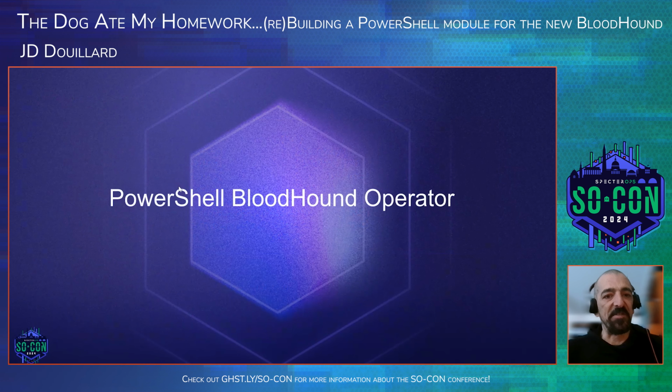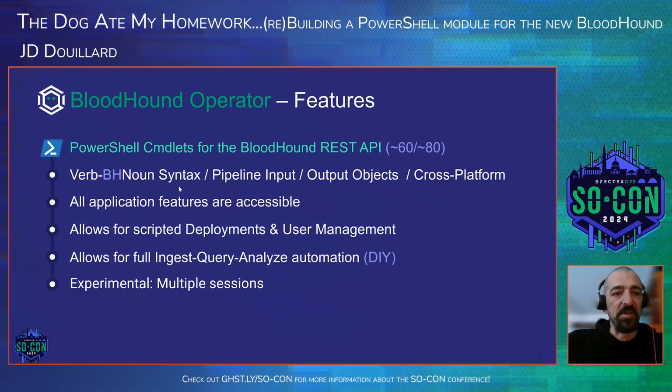So now the module itself, the tool that I'm presenting here, I called it the BloodHound operator, because that's what it's made for. Maybe I should have found something better. I don't know, if you have ideas. So it's a set of PowerShell commandlets for the BloodHound REST API. If you're using community, there's around 60 commandlets that will work for community functionality. And if you're using enterprise, you get about 80 commandlets. There are other objects you can manipulate, basically.